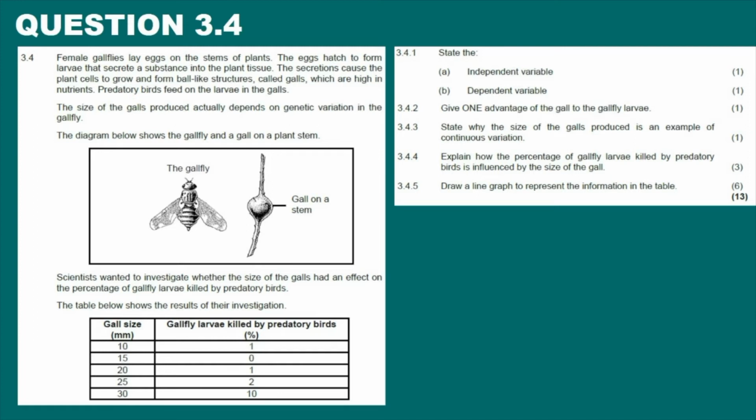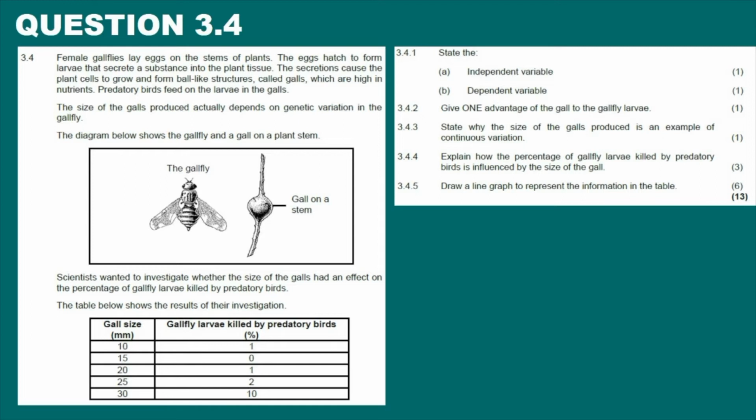So in the diagram, you will see that there's a gall fly. They gave you the adult gall fly and then a stem, and they showed you the little ball structure that forms. So obviously the larva is found inside of this ball structure, because what the larva does is it secretes a secretion that causes these plant cells to grow excessively.